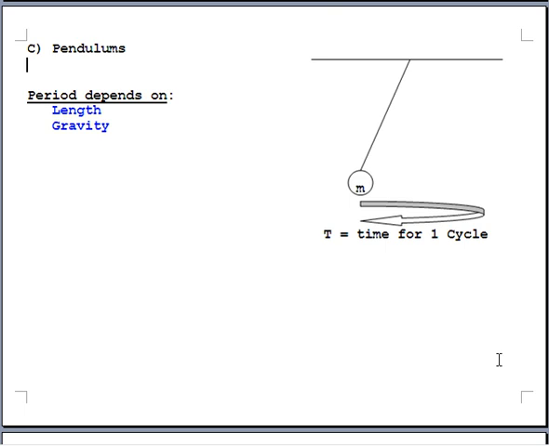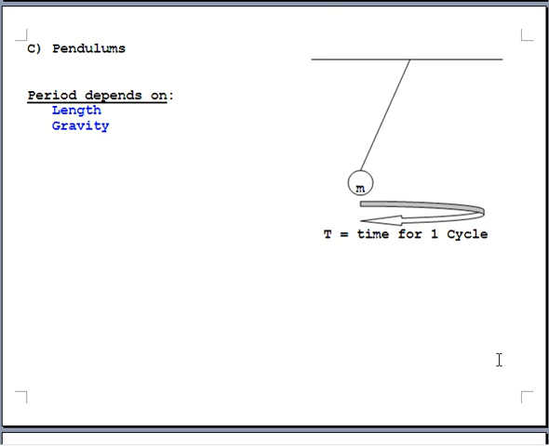And so does gravity. Where gravity is stronger, the pendulum will swing faster. And if we went up to the moon and we played around with pendulums, gravity on the moon is about 6 times smaller than it is here on planet Earth. So your pendulum would swing about 6 times slower. Be kind of weird. Those are the factors that do impact the period of a pendulum.